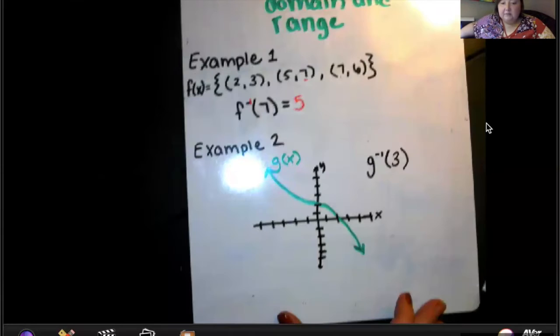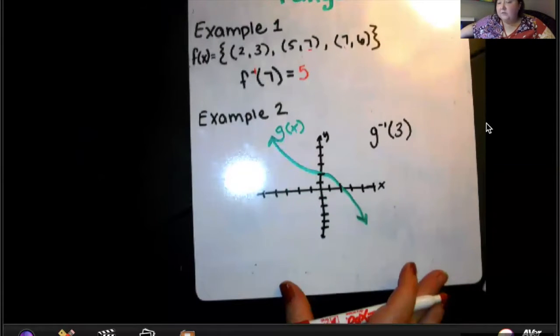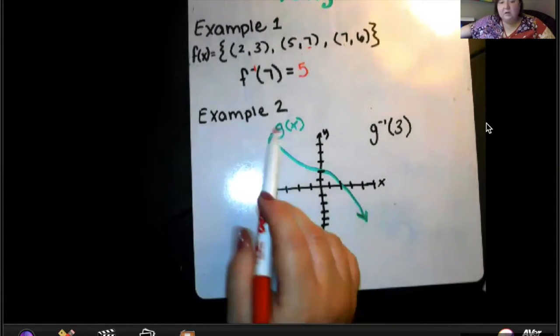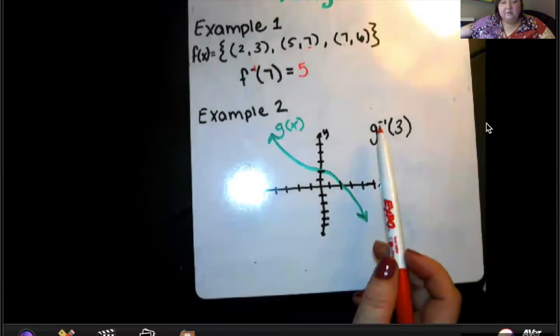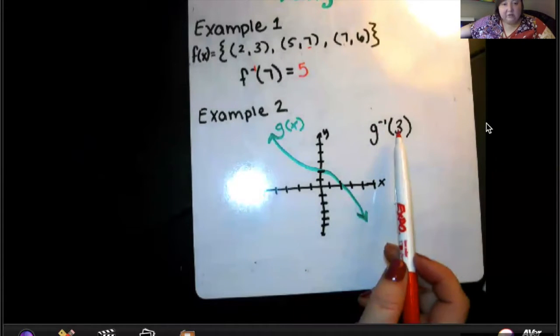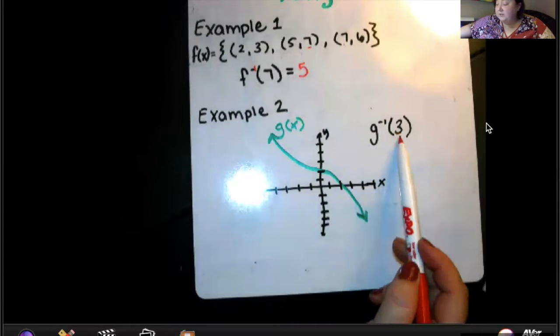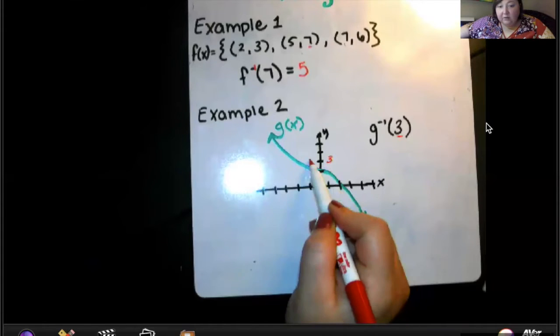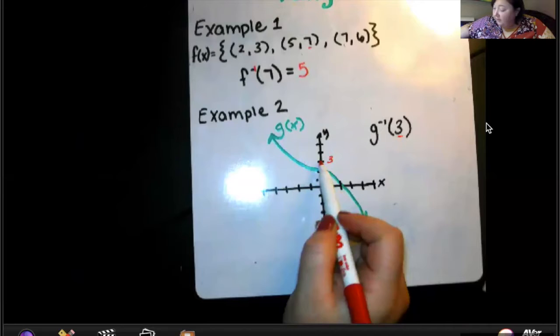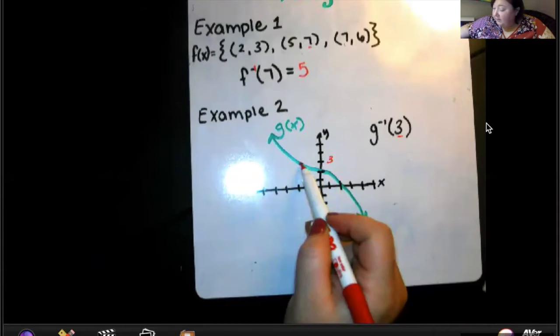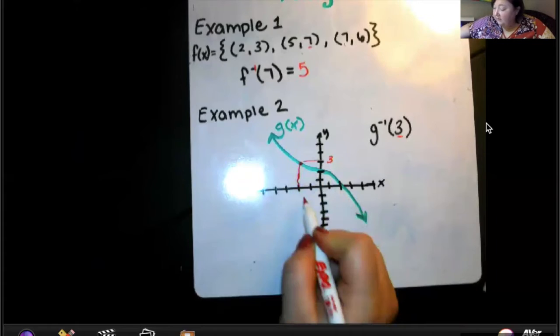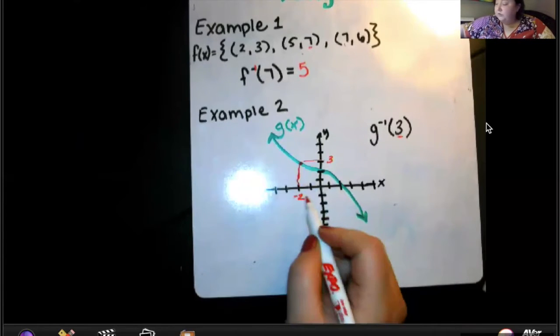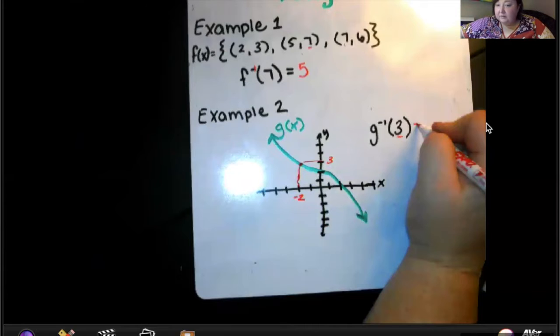Now when we look at example 2, we have a graph of g of x, and we want to find g inverse of 3. Again, the inverse switches the x's and the y's. This is a y value on g of x, so we want to look for 3 as a y value. Here's 3 on the y-axis. As a y value on g of x, that has an x value of -2. So g inverse of 3 is -2.